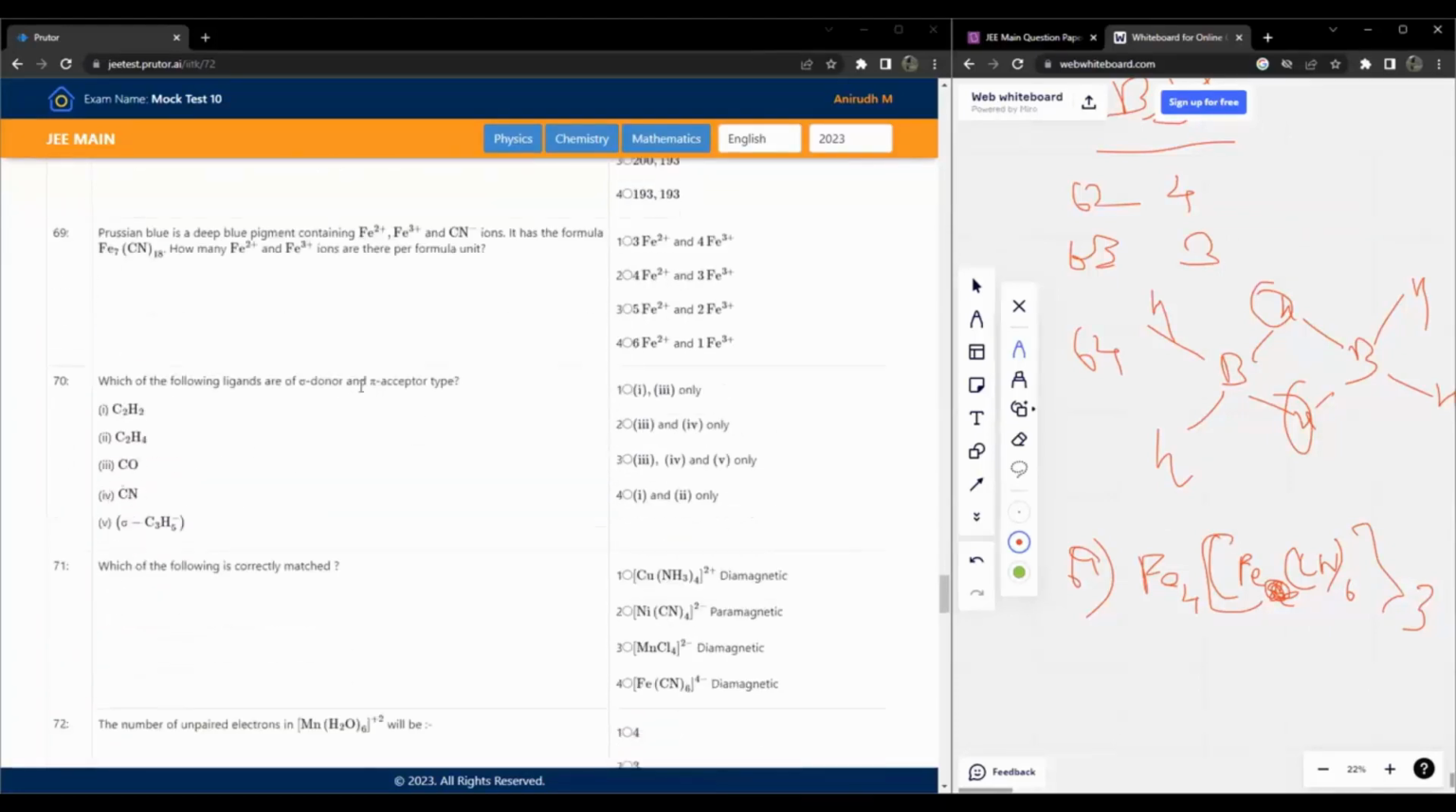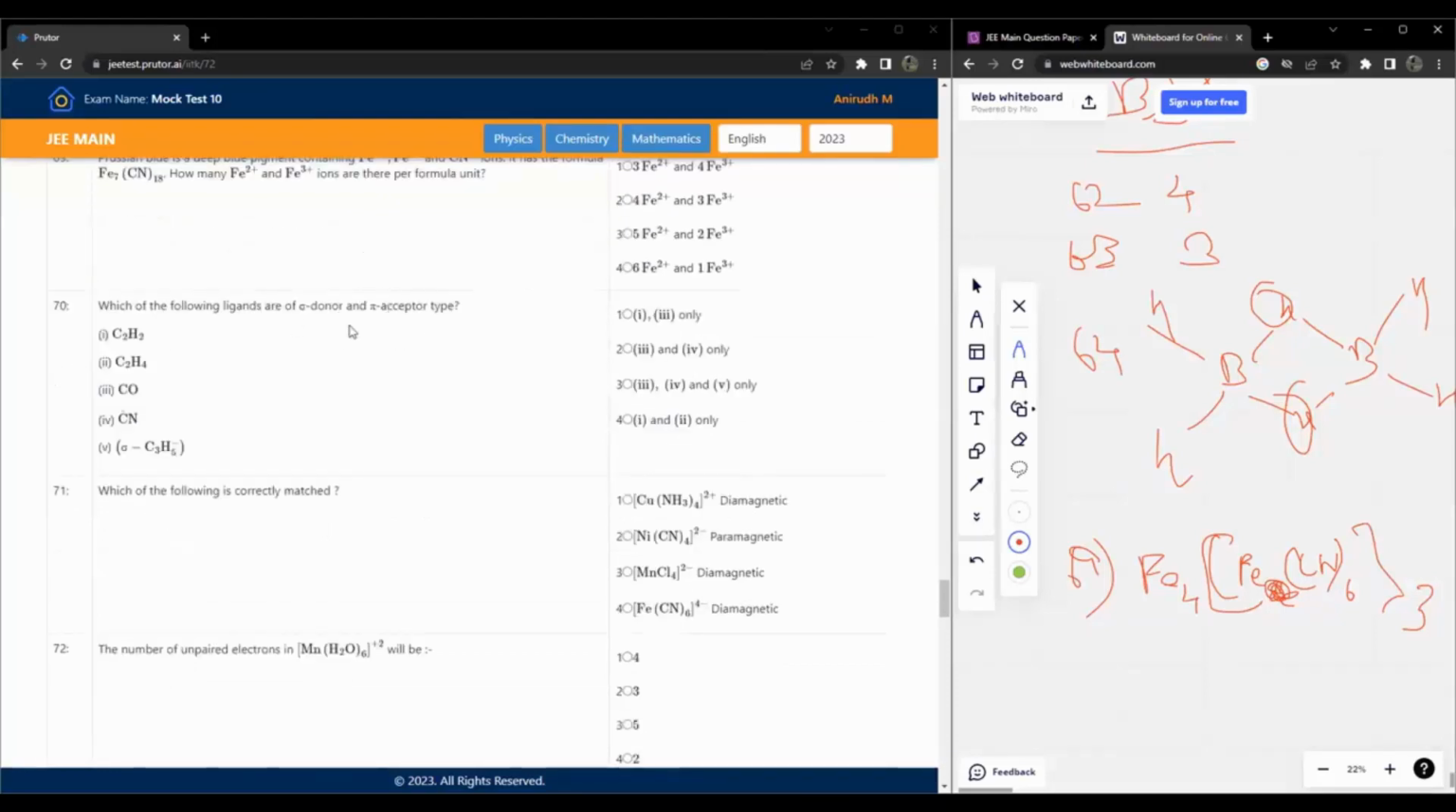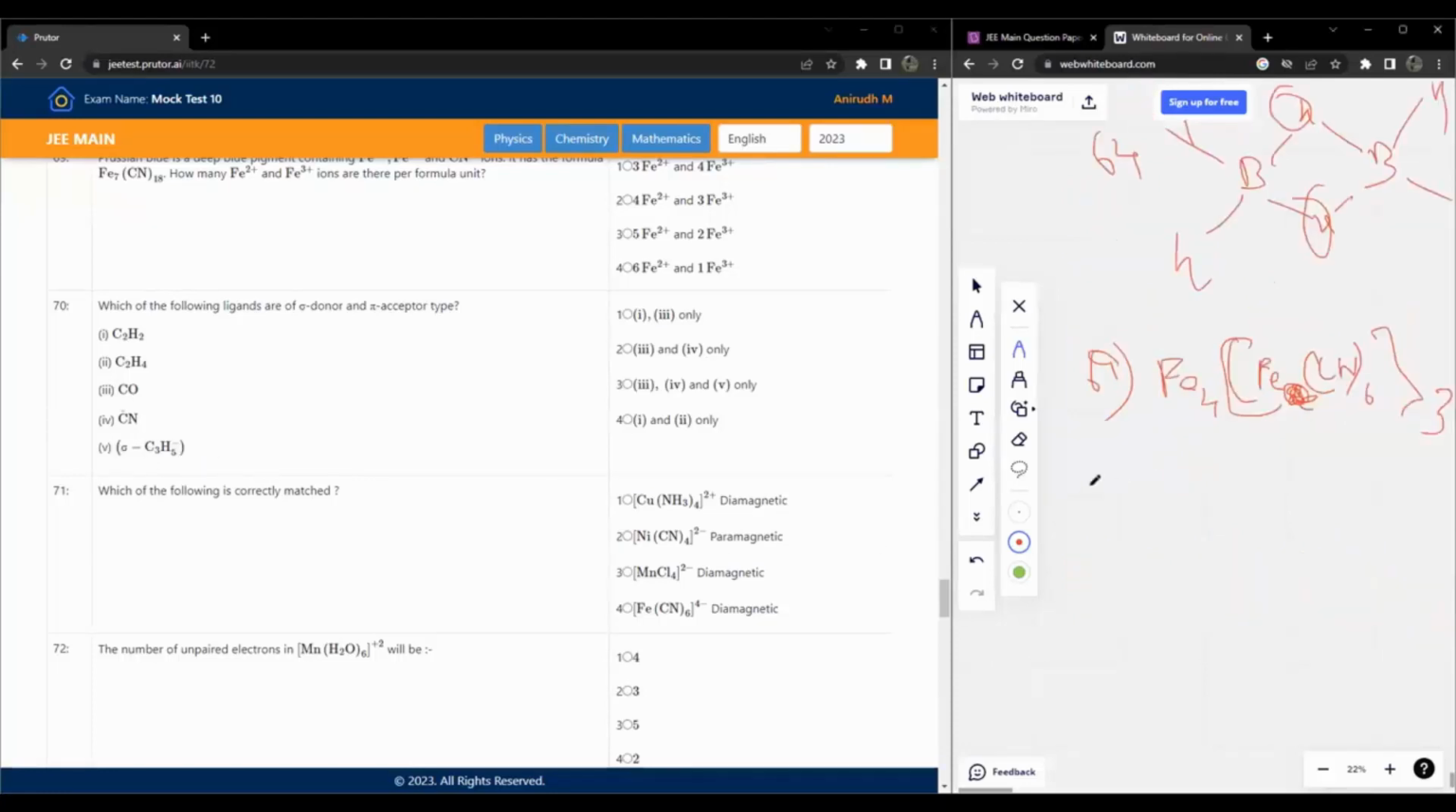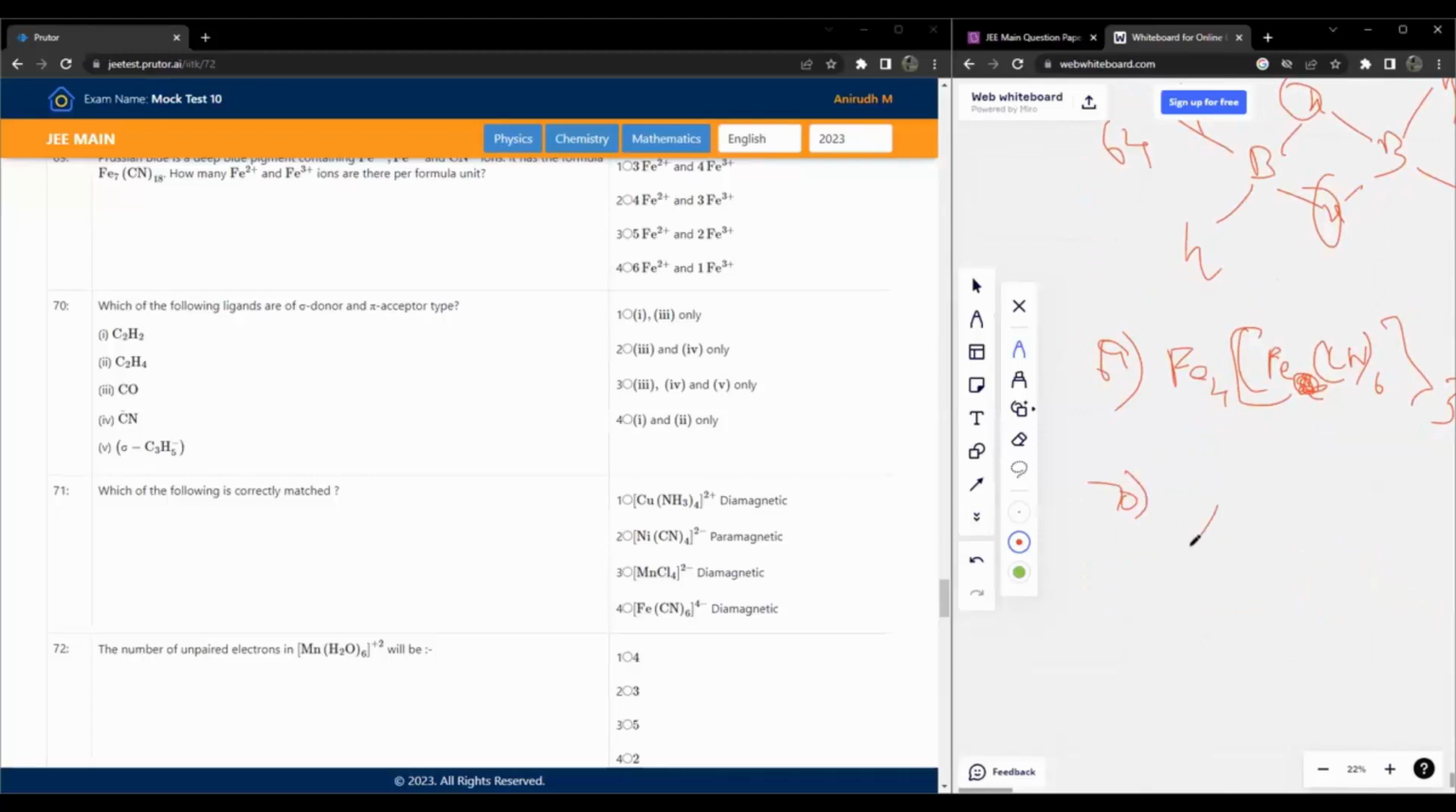Now, which of the following ligands are sigma donor pi acceptor? So pi acceptors need a double bond, right? So here CO, CN minus, C2H4, C2H2 are all pi acceptors. I'm not sure about sigma C3H5 minus though. Right. Pentadienyl should be a pi acceptor, right? It has, since it's cyclopentadienyl, right? Since it has, yeah.